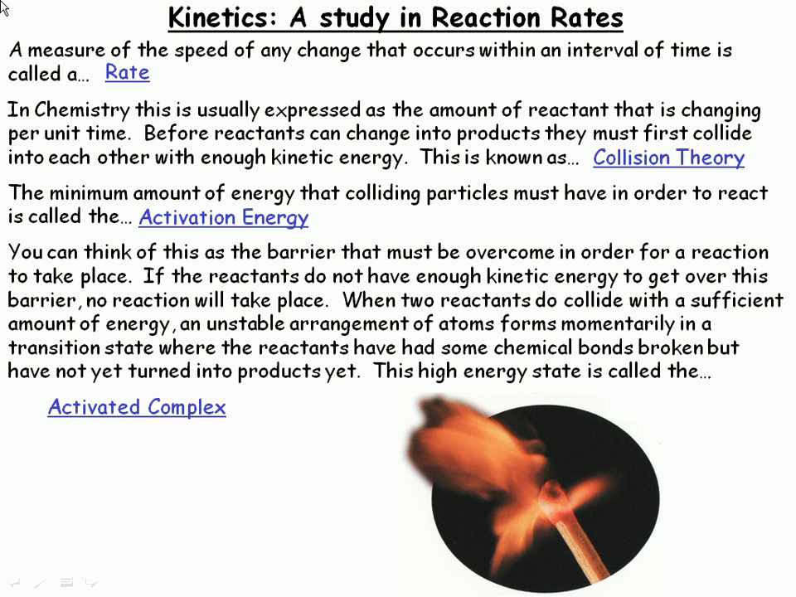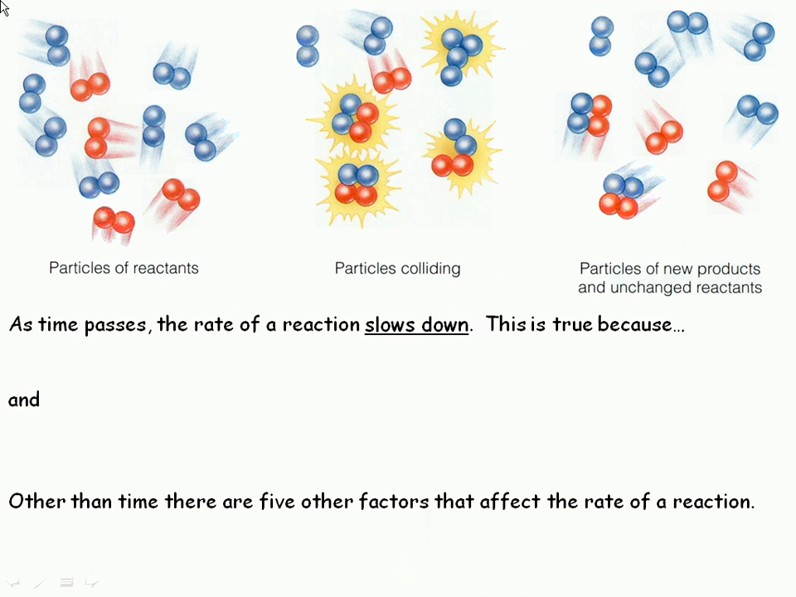But the thing you want to remember here is that particles need to collide into each other in order to create a new product. So reactants have to collide into each other with the right amount of energy, and they also need to have the correct orientation. And we'll talk about that a little bit later on in the unit. So the particles need to collide with enough energy, and they have to be turned in just the right way and have the right orientation in order to create this activated complex, which would then change into products.